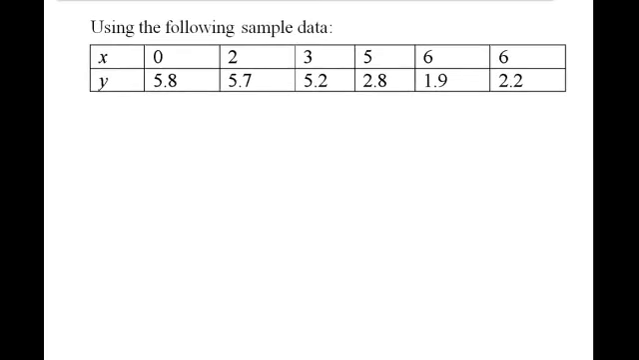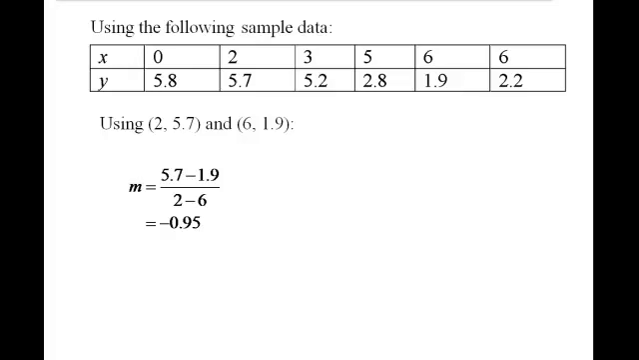Now to do that, we'll first calculate the slope of the line using our 2 points. So remember, we used the points (2, 5.7) and (6, 1.9), and we drew our line through those 2 points. So as a first step, we're going to calculate the slope of that line. Recall that the slope is the change in y over the change in x. So we're going to take 5.7 minus 1.9 over 2 minus 6, and that gives us a slope of minus 0.95.